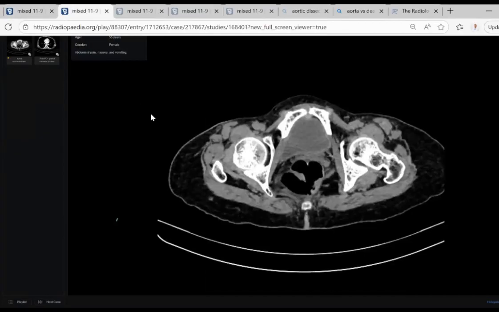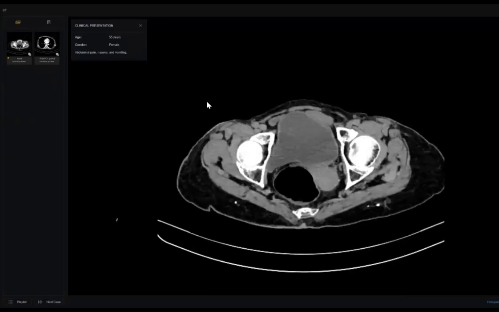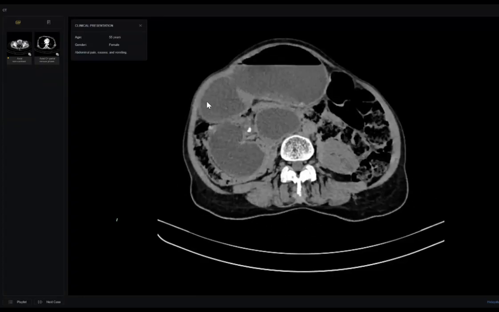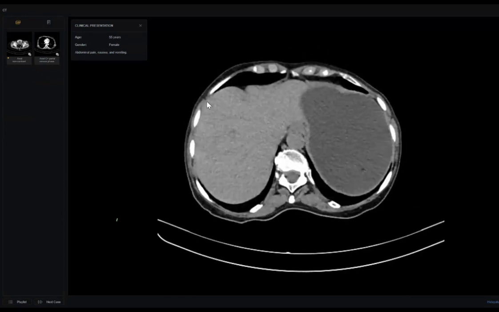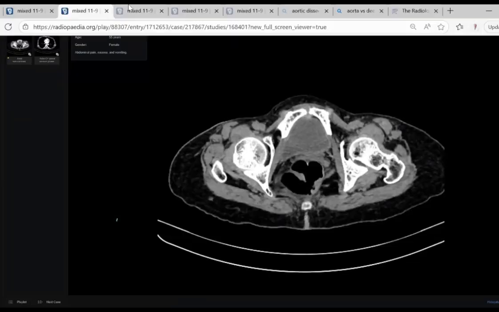No problem. Let's see this case. Doctor, this 55-year-old female patient presented with abdominal pain and vomiting. I will bring from the beginning. This is the most superior slice. You can scroll? Okay. Sir, I will try to scroll. Yeah, scroll.